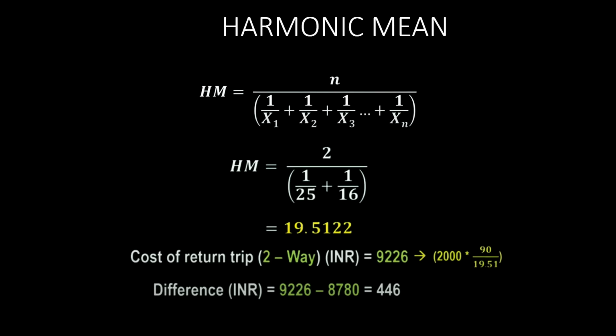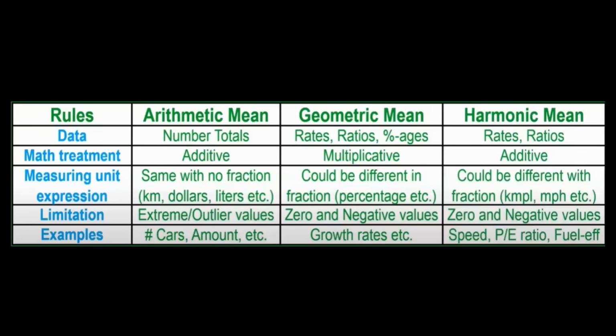So if you are using wrong formula to calculate, you will be running business the wrong way, and without your knowledge, you will be making loss. Now, in this case, you are losing about 446 rupees just because you made a small calculation mistake. So yes, mean can be arithmetic, geometric, and harmonic.